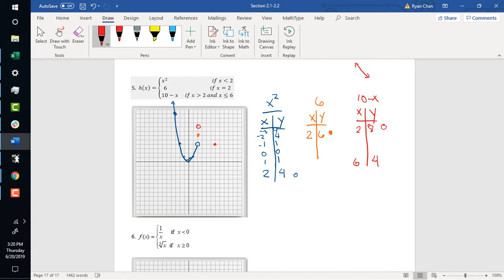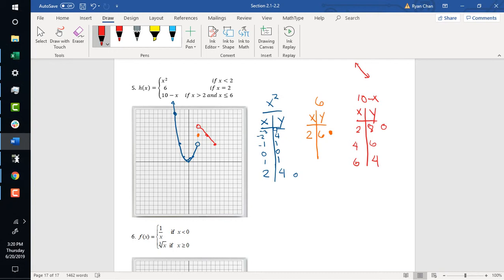And then I have 4. 10 minus 4 is 6. And that will be right here. Be really careful when you connect. Notice I actually do not keep going because it stops at x is less than or equal to 6. So that is my final graph, okay?